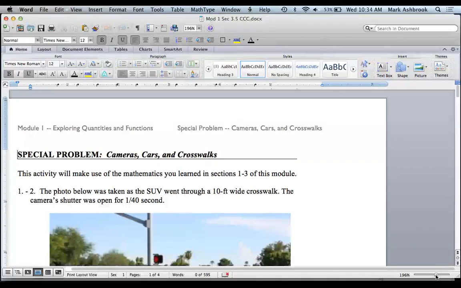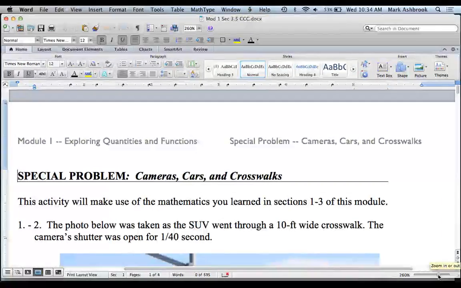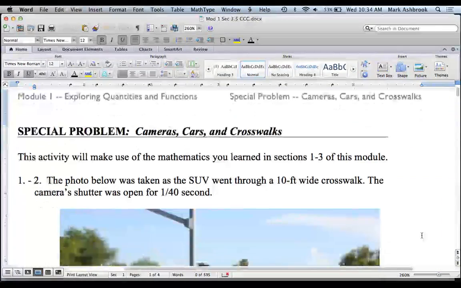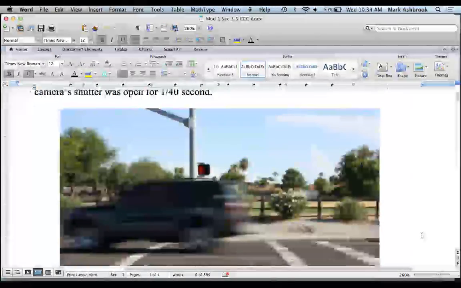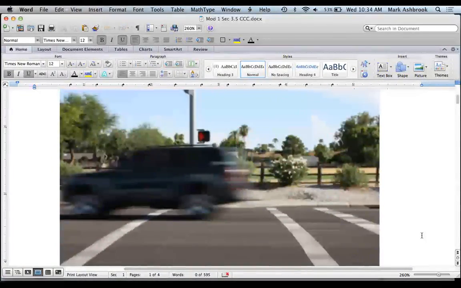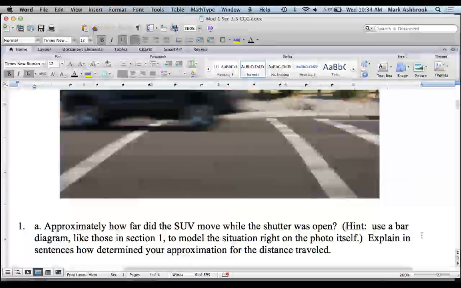Okay, so it says that the crosswalk's 10 feet wide, and the camera shutter is open for 1/40th of a second. And this is the image we have. We get this image. So one of the goals is to estimate the speed of the vehicle as it's going through the crosswalk. That involves lots of things. It involves understanding shutter speed. It involves relative size and understanding of speed. So we're going to put all that together.